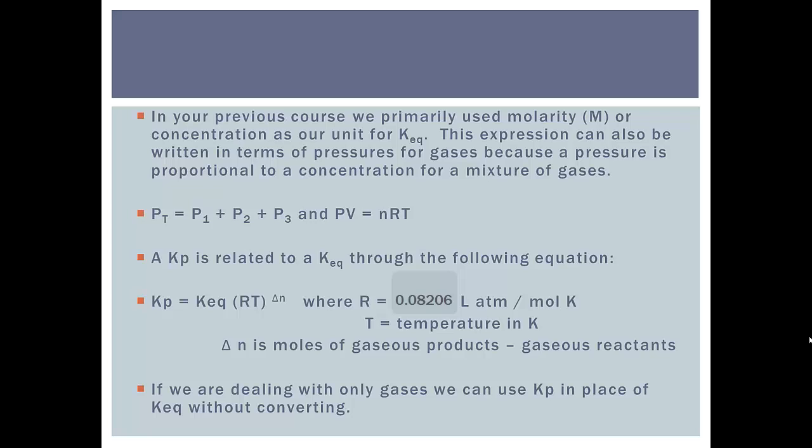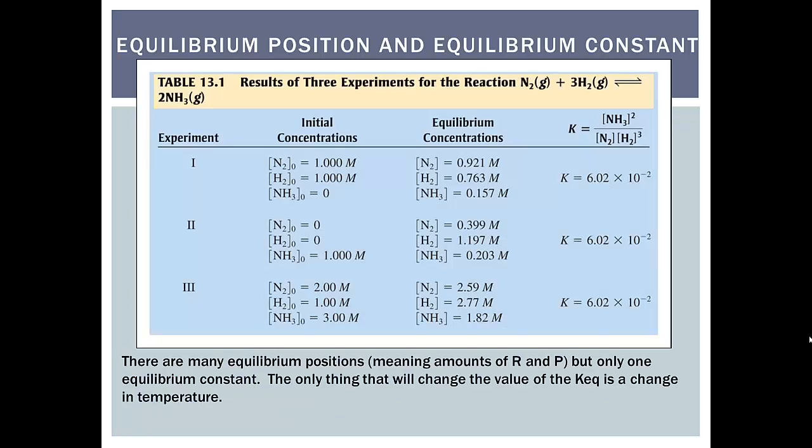Where R is equal to 0.08206 liter-atmospheres per mole-Kelvin, T is equal to temperature in Kelvin, and delta n is equal to the moles of the gaseous products minus the gaseous reactants. If you're dealing with only gases, you can pretty much just use Kp in place of Keq without having to change back and forth because it pretty much equals out anyway. But just so you understand, there is a difference between the two things.